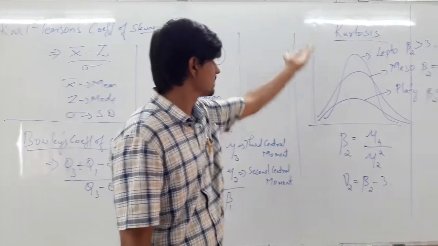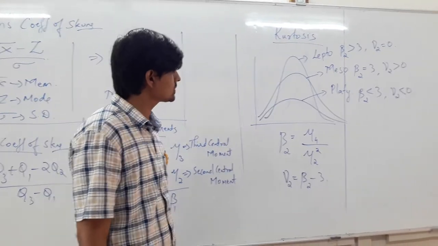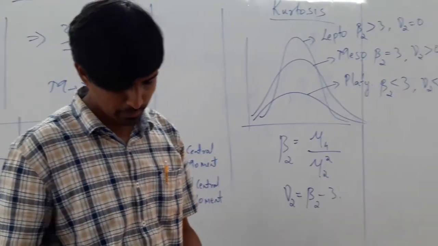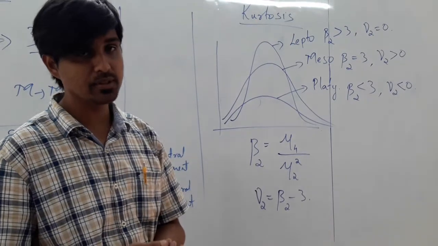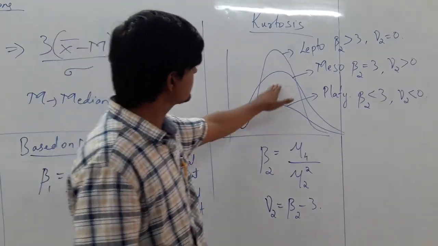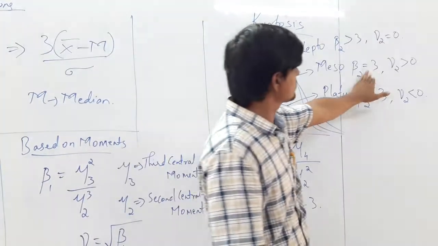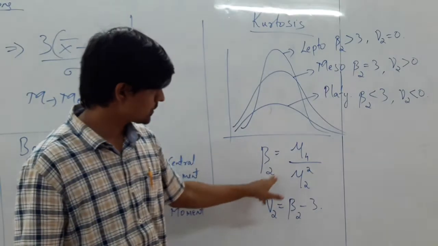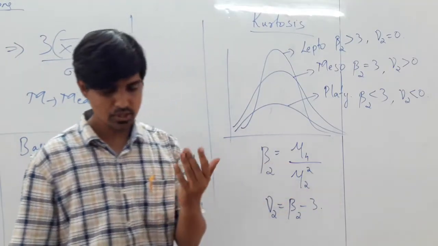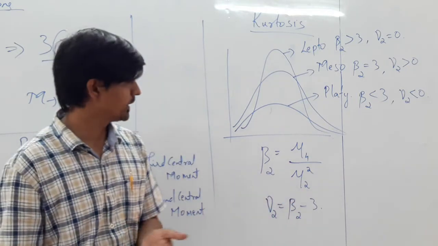The next topic is kurtosis, the last topic of this chapter. What do you mean by kurtosis? This peakedness is known as kurtosis. The study or measure of peakedness of a frequency curve is known as kurtosis. If you consider this 3, this is the normal curve, meaning here beta 2 is equal to 3. How do we find beta 2? Beta 2 is equal to mu 4 divided by mu 2 square. Mu 4 is the fourth central moment, mu 2 is the second central moment.